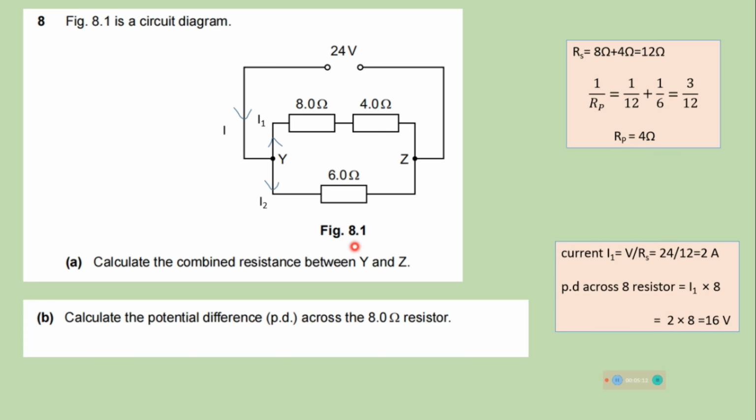We know that current is equal to V by R. V is 24 and R, the total resistance, is 8 ohm plus 4, it is 12. So I1 is 2 ampere. Now the potential difference across the 8 ohm resistor will be current multiplied by resistance. Resistance we have 8 and current we have calculated, it is 2 ampere. So the answer is 16 volt.